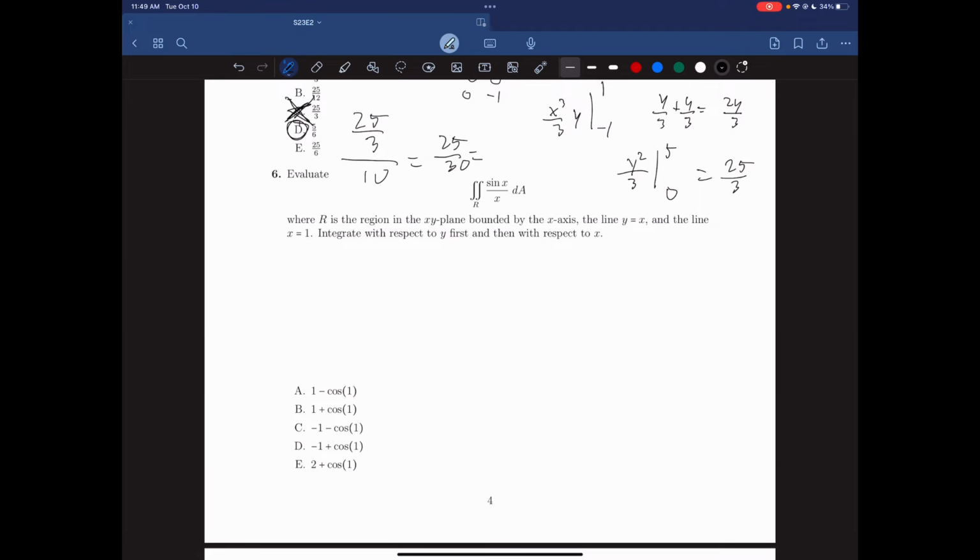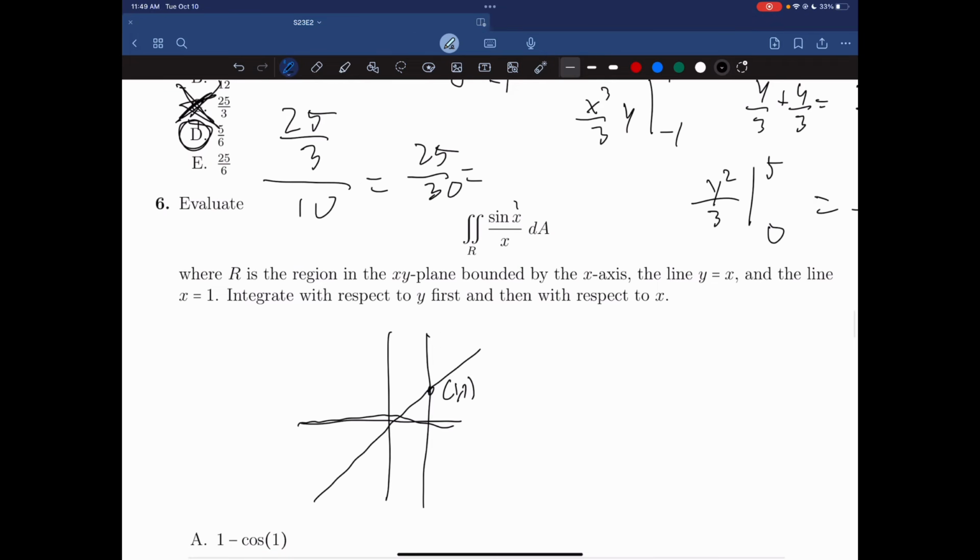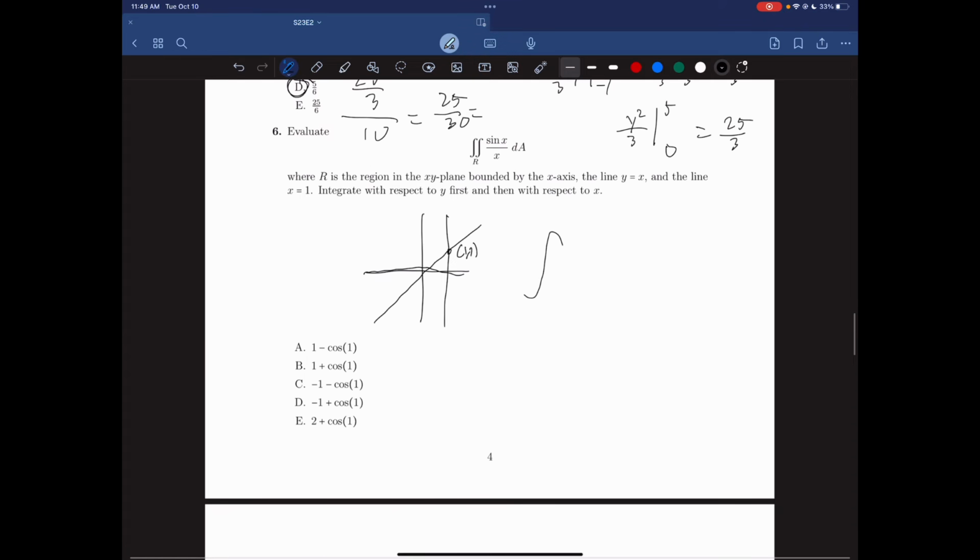Number 6, evaluate that integral where R is the region of the xy plane bounded by the x-axis, the line y equals x, and the line x equals 1. So we're looking at the x-axis, and x equals 1. So it looks like that will be our region. And it looks like we shouldn't do dx dy here because integrating that with respect to x is not exactly very possible. So if we just do dy dx, we should solve all of our problems.